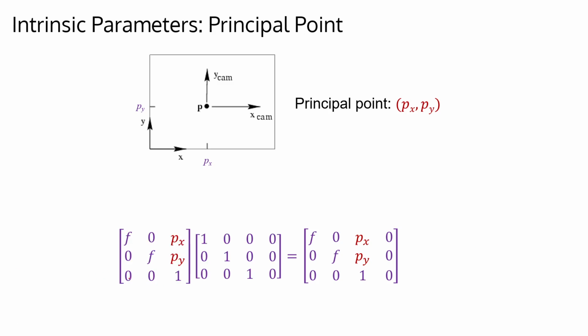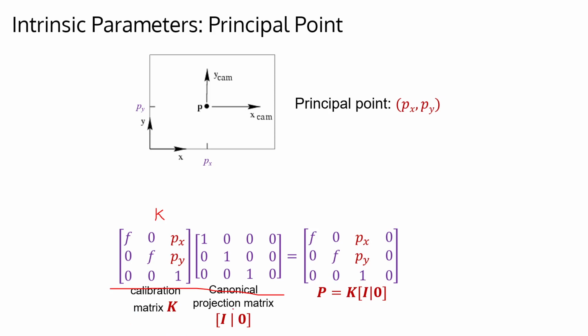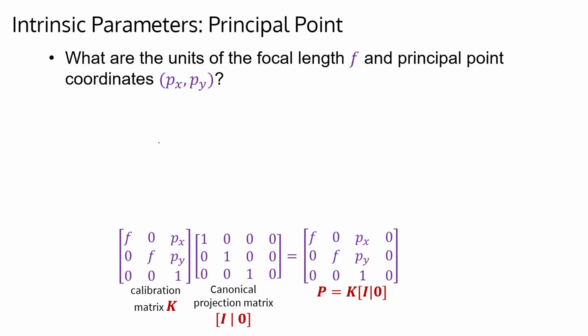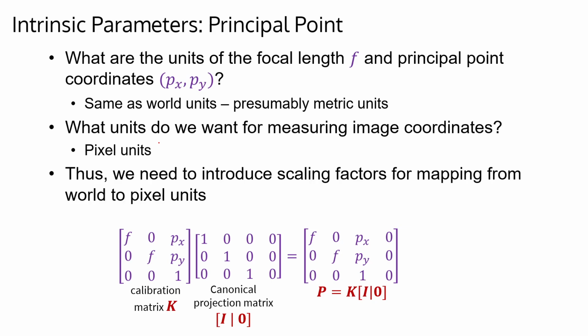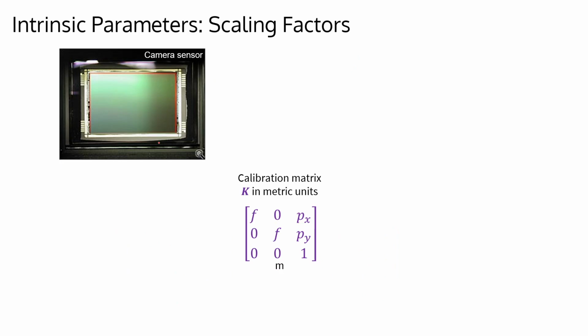When you have it decomposed, capital K looks like this calibration matrix, and the canonical projection matrix is this one. So what are the units of the focal length f and principal point coordinates? These are still in millimeters. What units do we want the measuring image coordinates to be? They must be in pixels. So we need to introduce scaling factors for mapping from world to pixel units. For that we must look at the CMOS or the CCD of the camera sensor.